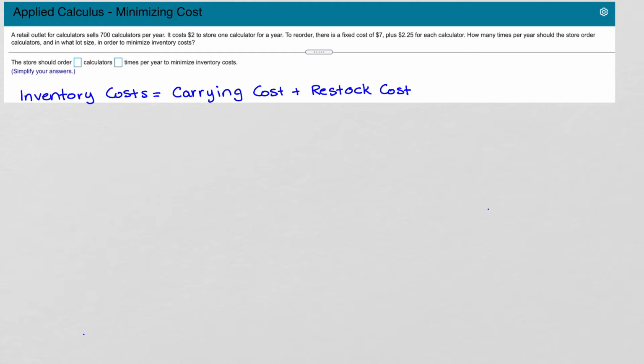Okay, so we want to determine how many calculators need to be ordered each time and how many orders there should be. Since we need to sell 700 calculators in a year, maybe I would order 10 calculators, and then the number of orders would be 70. Or maybe I would order 35 calculators, and then I would have 20 orders. I'm just making up nice numbers. What I see is that the number I order and the number of orders have to multiply to make 700, so that I have 700 calculators available to sell.